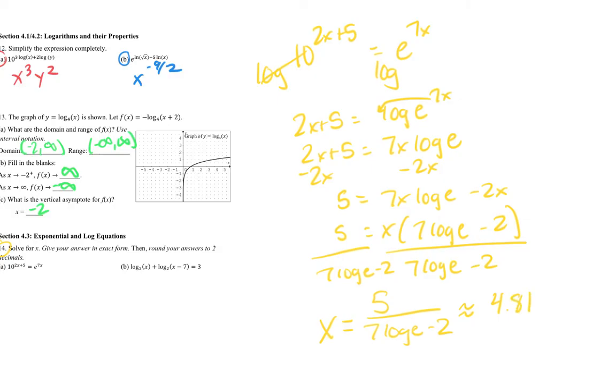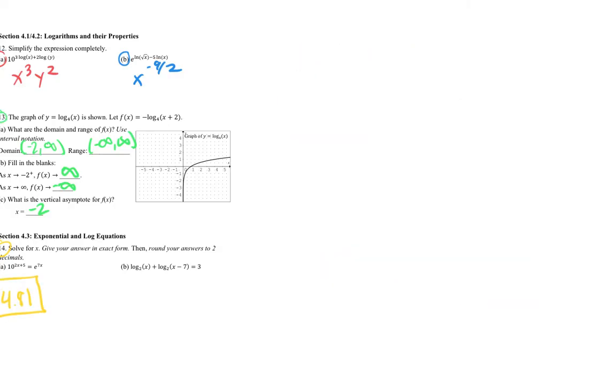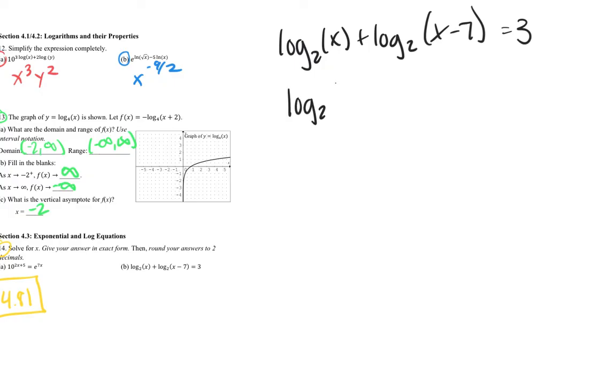And then if we put that into our calculator, it's approximately 4.81. Okay, so this next one is log base 2 of x plus log base 2 of x minus 7 equals 3. So our log rules tell us if we have two logs with the same base added together, we're going to multiply the insides. So we can say log base 2 of x squared minus 7x is equal to 3.